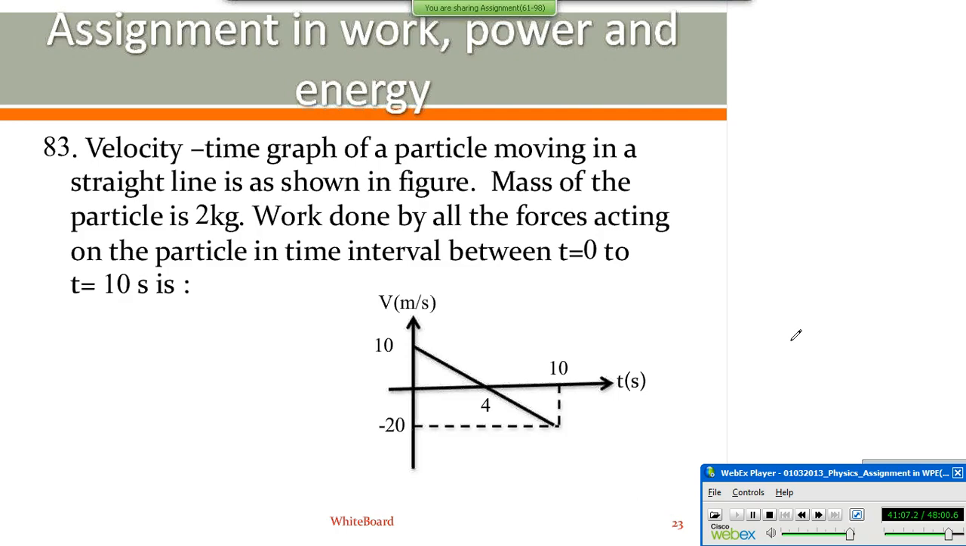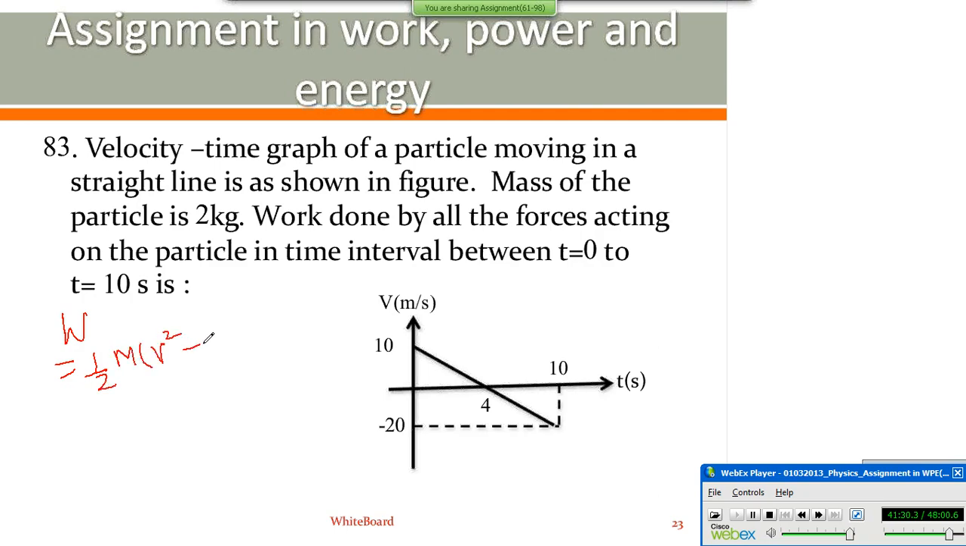The velocity time graph of a particle moving in a straight line is as shown in the figure. Mass of the particle is 2 kg. The work done by all the forces acting on the particle in the time interval between t equal to 0 and t equal to 10 seconds is. So total work done by all the forces on the particle is equal to change in the kinetic energy of the particle.